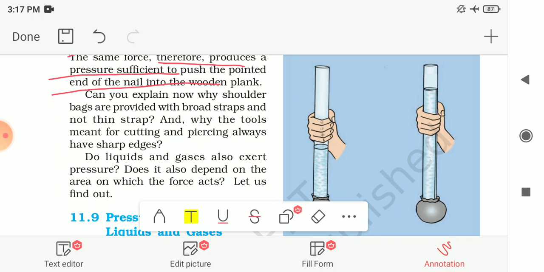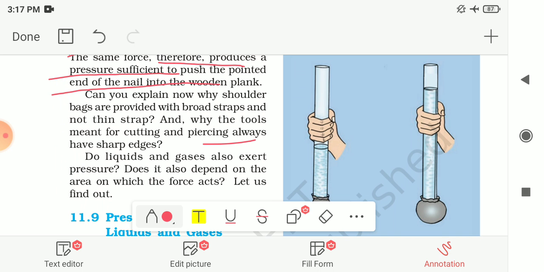Now can you explain why shoulder bags are provided with broad straps, or broader strips, and not thin straps, and why the tools meant for cutting and piercing always have sharp edges? Here the same answer applies. The shoulder bags are provided with broad straps because it will increase the surface area, and in the end it will reduce the pressure. So we can easily carry the luggage which is in the bag.